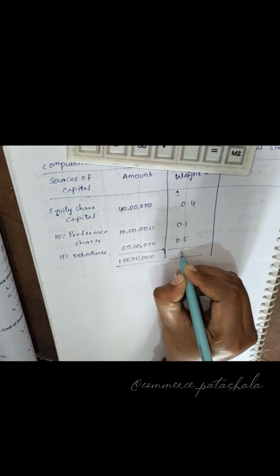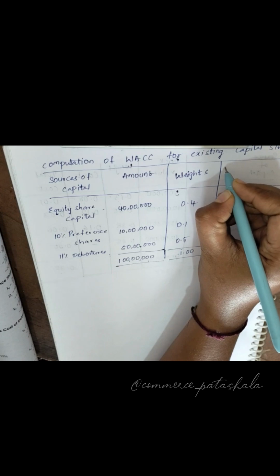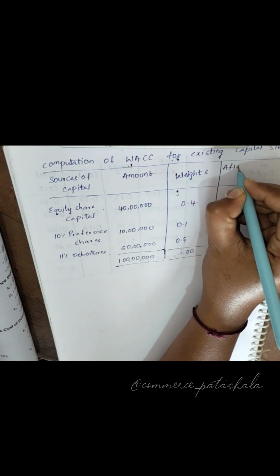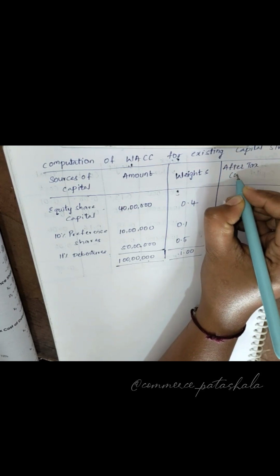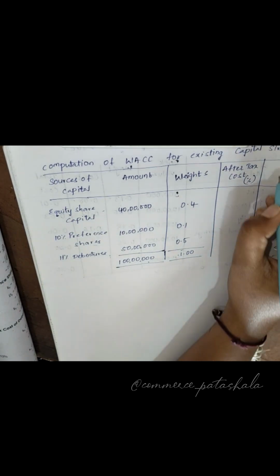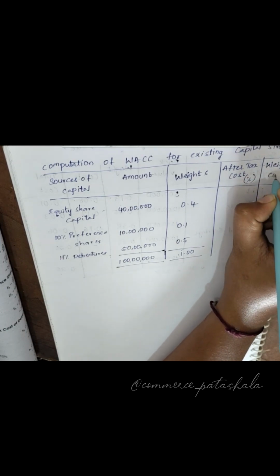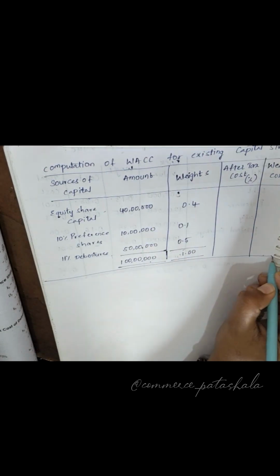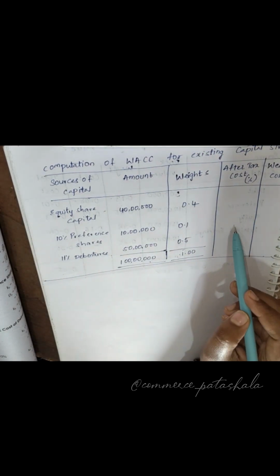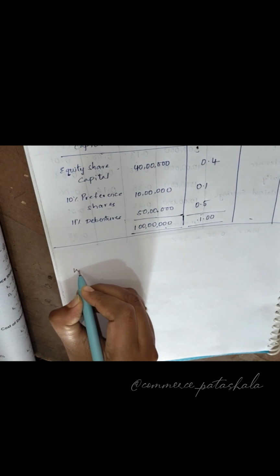This totals 1.00. Now you have to calculate the after tax cost. We will write this as a percentage. Then we need to calculate the weighted cost. In the earlier problem it was very easy, as the cost was given in the question itself, but in this question we need to find out the cost. So to find out the cost, we'll do it as working notes.